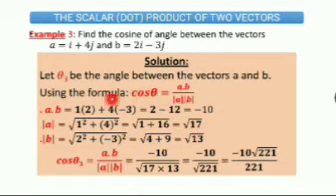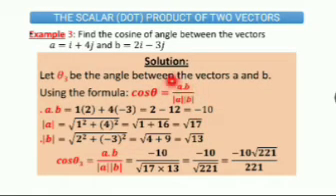Is that clear? Then modulus of B. To find modulus of B, you find square root of 2 square plus minus 3 square. So 2 square is equal to 4. Minus 3 square is equal to 9 because minus 3 multiplied by minus 3 is equal to plus 9. Minus and minus is plus. So 4 plus 9 is equal to 13. So don't forget that everything is inside the square root. So we have square root of 13.